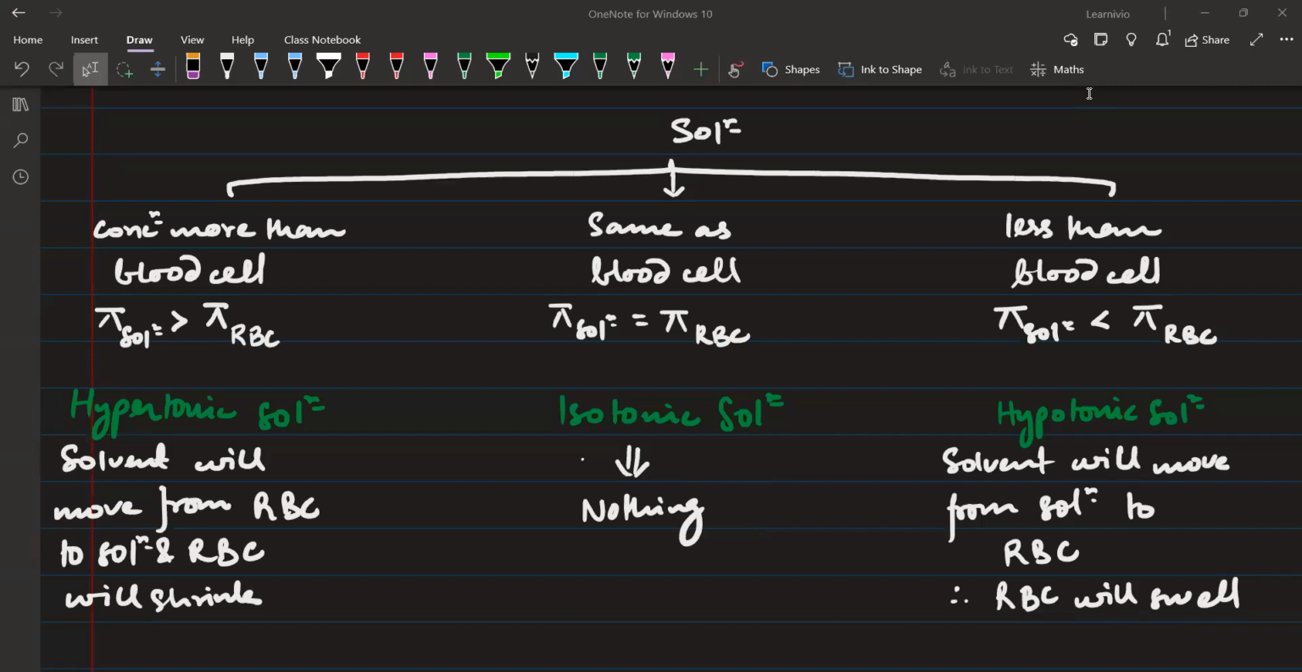Raise your hand once you're done writing. If you understood these points, yes or no, please tell me. Yeah, Amarnath, Marmin.